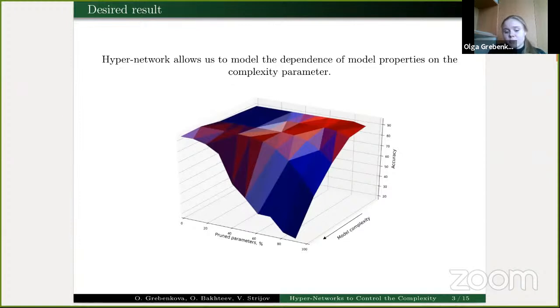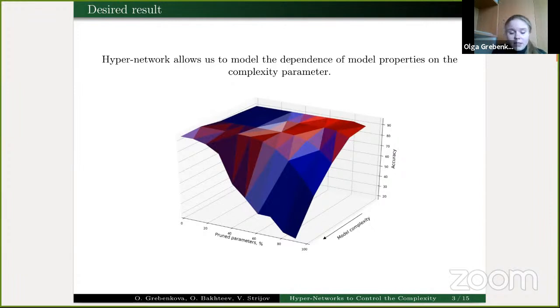This model generates models of a given complexity with lower computational costs in comparison with the process of direct model optimization. The resulting hypernetworks can generate both simple and complex models depending on the required model properties. An example of the resulting accuracy surface you can see on the slide. This surface can be obtained with models with different complexity.